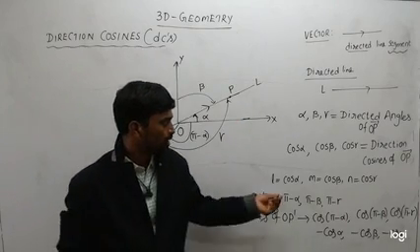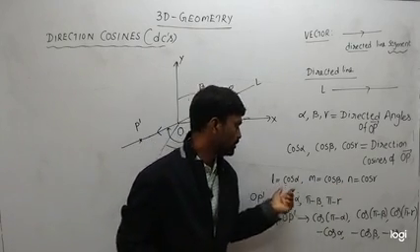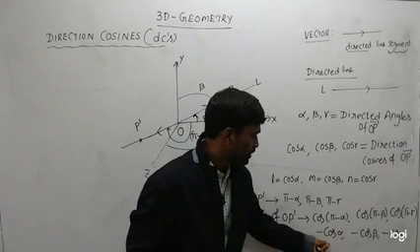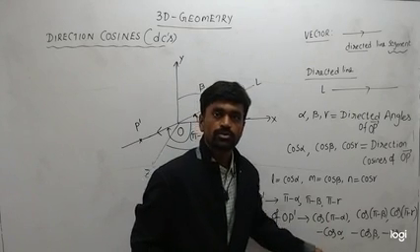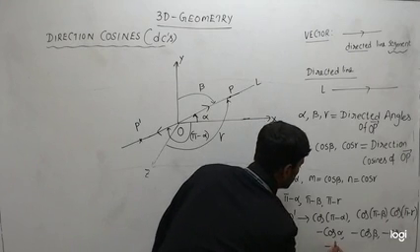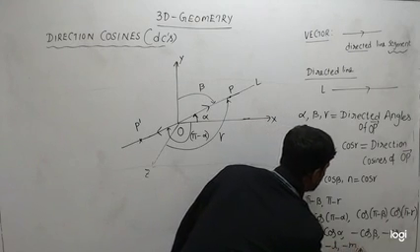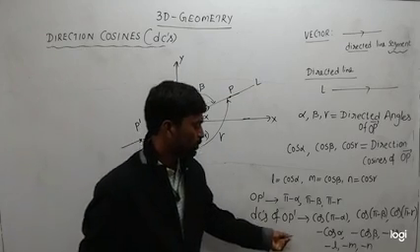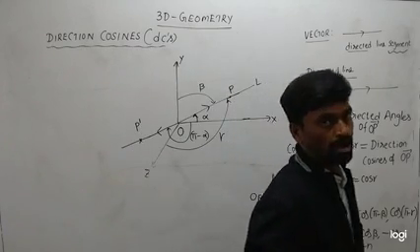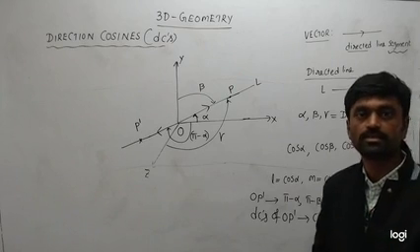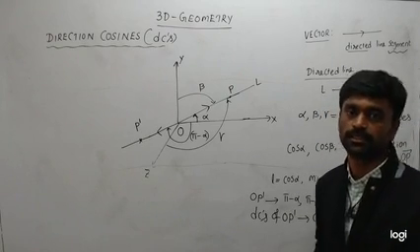As I'm denoting cos alpha, cos beta, cos gamma by L, M, N, then as cos alpha is denoted by L, minus cos alpha should be denoted by minus L. So these three quantities become minus L, minus M, minus N. Thus the direction cosines of OP dash are negative L, negative M, negative N.